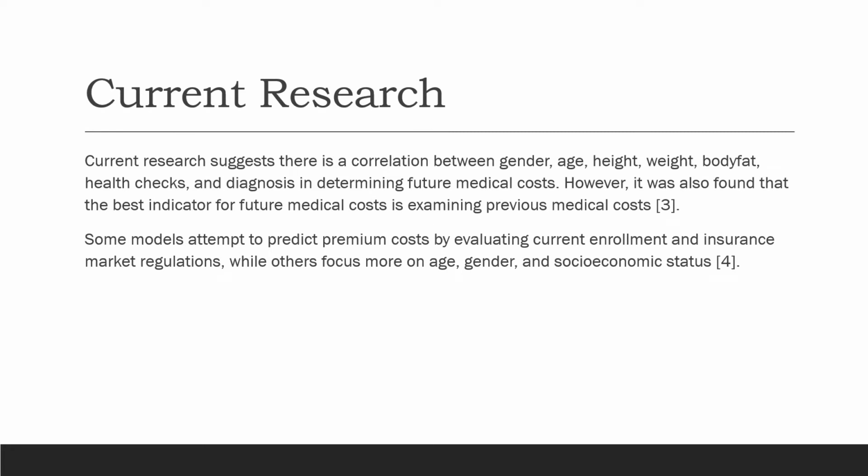In regard to what has already been done to predict future medical costs, current research suggests there is a correlation between gender, age, height, weight, body fat, health checks, and diagnosis in determining future medical costs. However, it was also found that the best indicator for future costs is examining previous medical expenses. Some models attempt to predict premium costs for insurance by evaluating current enrollment and insurance market regulations, while others focus more on age, gender, and socioeconomic status.